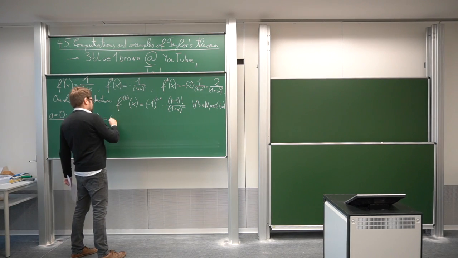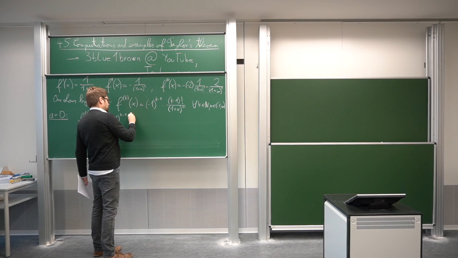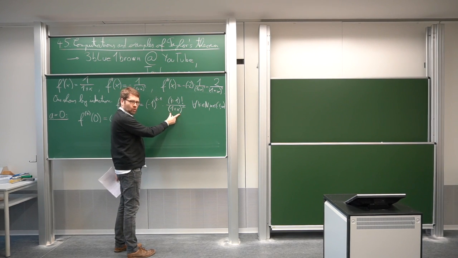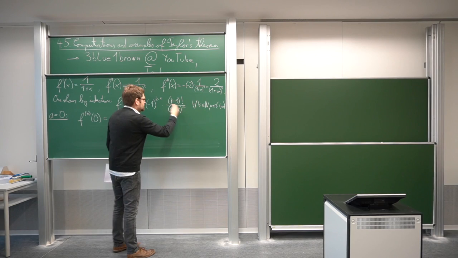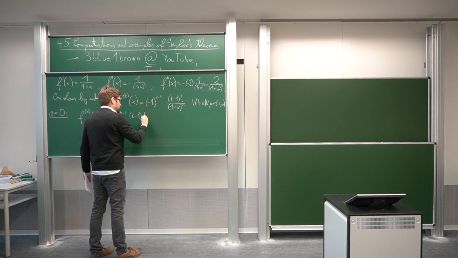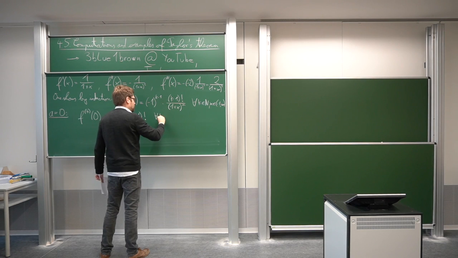Just take a look. This is minus 1 to the k minus 1 times k minus 1 factorial. And if we take a look at the denominator, this is just 1 plus 0. So this is just 1 to the power of k, doesn't matter. So this fraction is simply k minus 1 factorial. And this holds for all k in N.